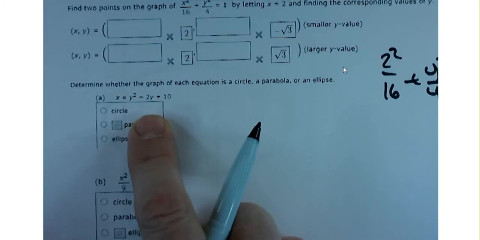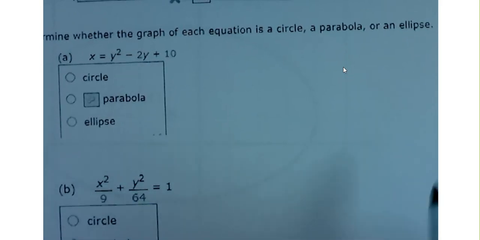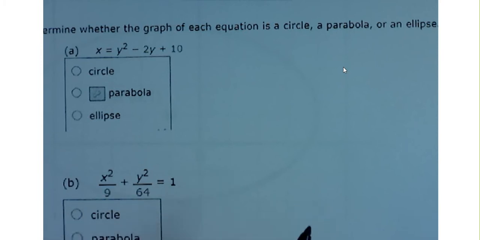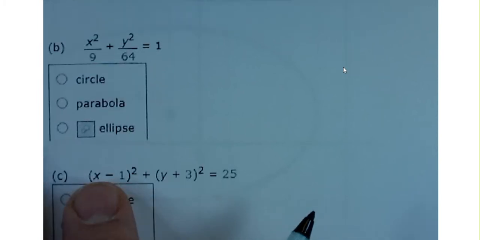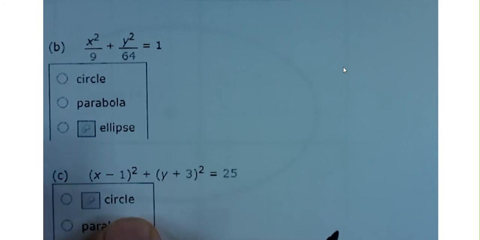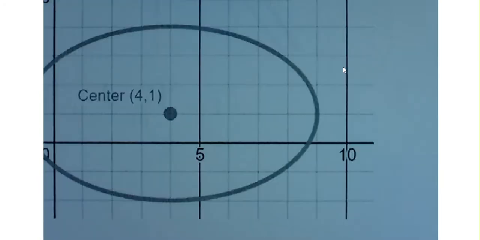You should be able to recognize this as a parabola. What's the big tip-off? There's only one squared term. Bingo. Here, you have 2 squared terms. They're both positive, but the coefficients or the denominators are different, so that's going to be an ellipse. Here, the coefficients of the squared terms are the same. A 1 here and a 1 here, so that has to be a circle. They're both positive and the coefficients match.